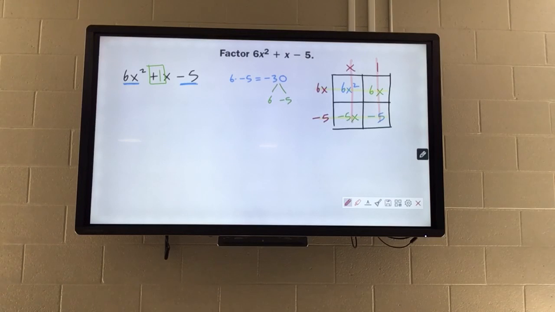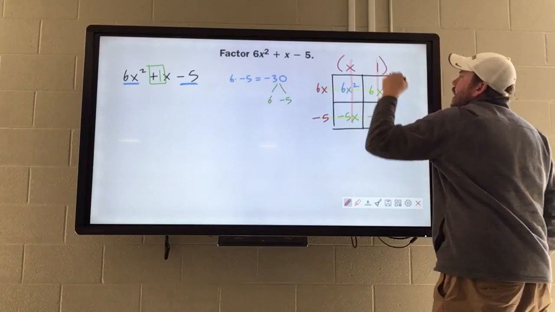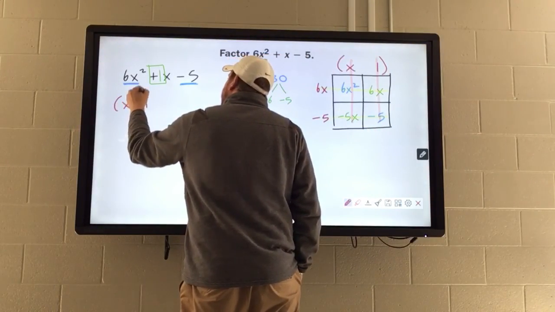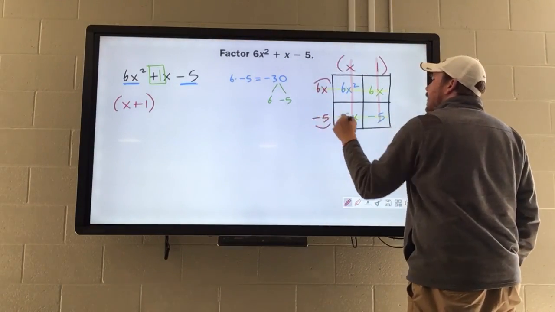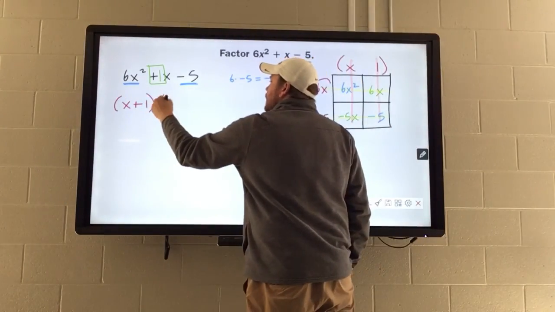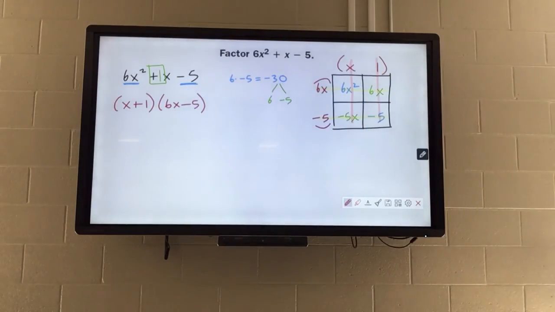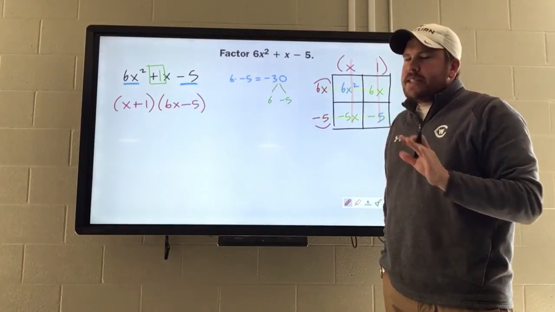Now, you ready for this? Here's the great part. These should be our factors. X and positive 1, or how about x plus 1? 6x and negative 5, or how about 6x minus 5? Now, of course we should check our answer, all right? The box method, you always need to check your answer.